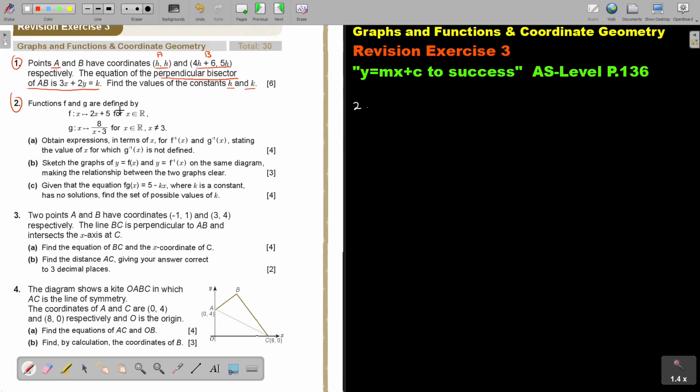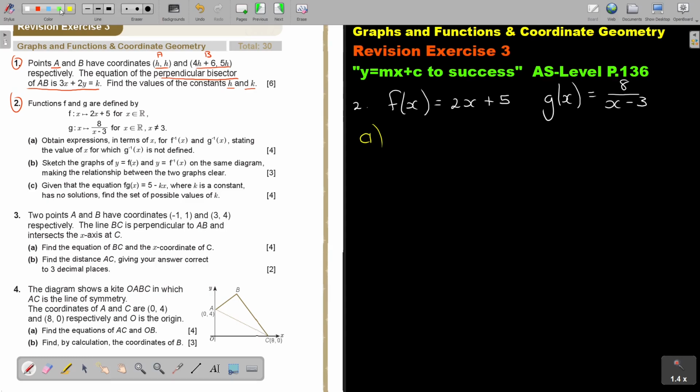Functions f and g are defined by f(x) equals 2x plus 5 and g(x) equals 8 over x minus 3. And x cannot be 3 because then it's division by 0. Okay, so let's start with the first one, number A. It says, obtain an expression in terms of x for the inverse of f and the inverse of g, stating the value of x for which g is not defined.